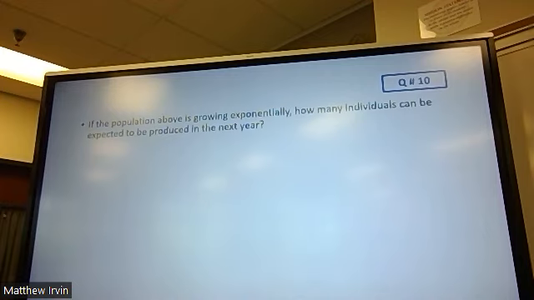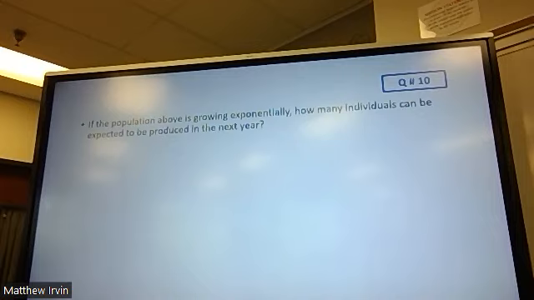Which is which? The first one is exponential, and then this is logistic. Do you have to remember that? No. Why? It's on your equation sheet. It's labeled exponential growth, logistic growth, and it gives you all of the variables. You don't have to remember anything except which equation to use.